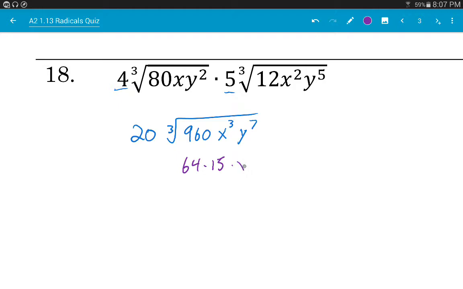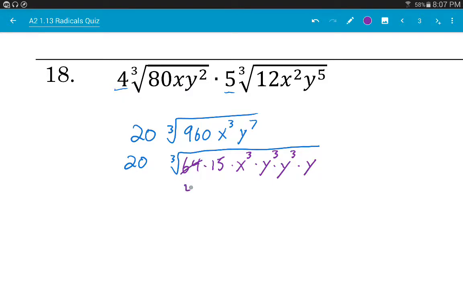The x cubed is perfect already. It has a 3. The y to the 7th is too big, so I'm going to break it down. Y to the 3rd, y to the 3rd, with a y left. The reason I chose 3s is because only 3s are allowed out from underneath a cube root. That bouncer's only going to let you through if you got a 3.